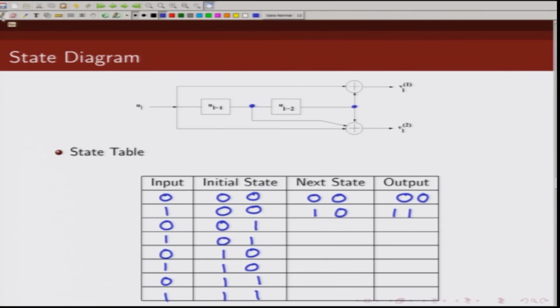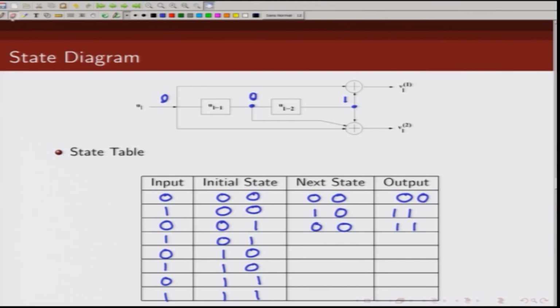Let us look at the next case, initial state 0, 1. So, initially this is 0 and this is 1. If the input is 0, what is going to happen? This 0 will move here and this 0 will move here. So, next state will be 0, 0, because this 0 which is here will move to here, and this 0 will move to here. So, next state will be 0, 0, and what is the output? This will be 1 and this will be 1. So, output is 1, 1.